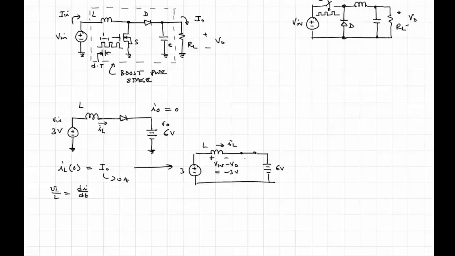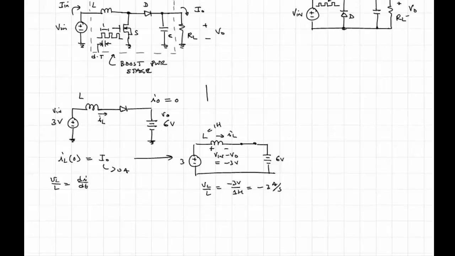So, let's say that our inductor is equal to 1 Henry. So VL over L is going to be minus 3 volts over 1 Henry, which is minus 3 amps per second. So what does that look like? If we plotted the current versus time, it starts at I naught and then it just goes down. And it goes down at a rate of V in minus V out over L, which in this case is minus 3 amps per second. And as long as the current is positive, the diode will be on.